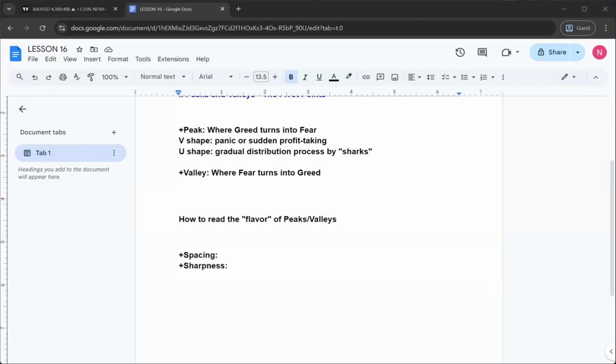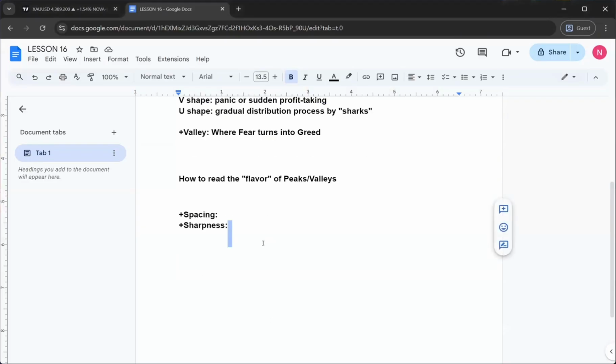And rounded peaks or valleys show systematic accumulation or distribution, with higher reliability, and the support or resistance here is very strong. So if you want to improve your trading analysis and your trading result, it's better to trade when the chart shows rounded peaks or valleys. So those are the two factors that will help you understand the flavors of peaks and valleys more clearly.